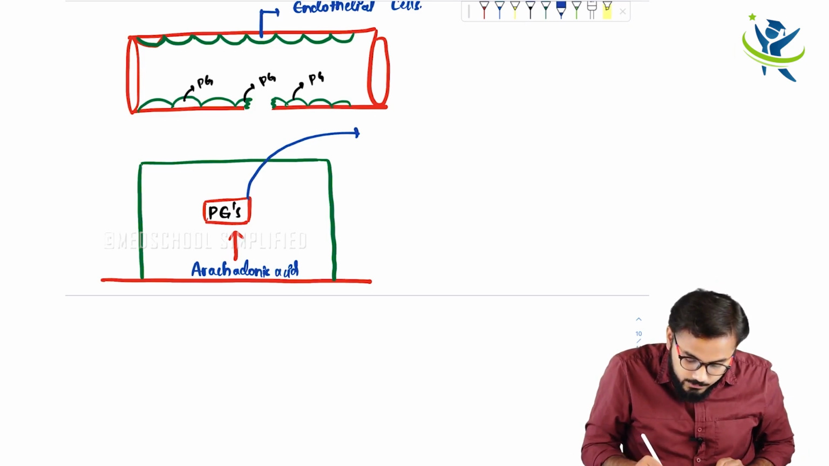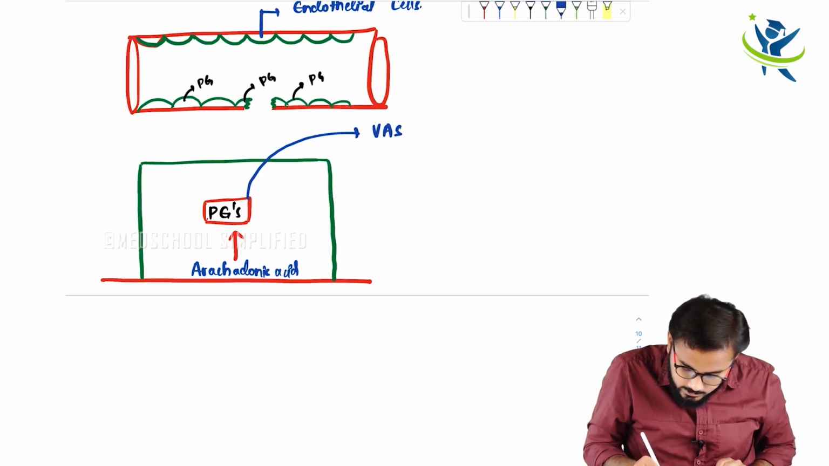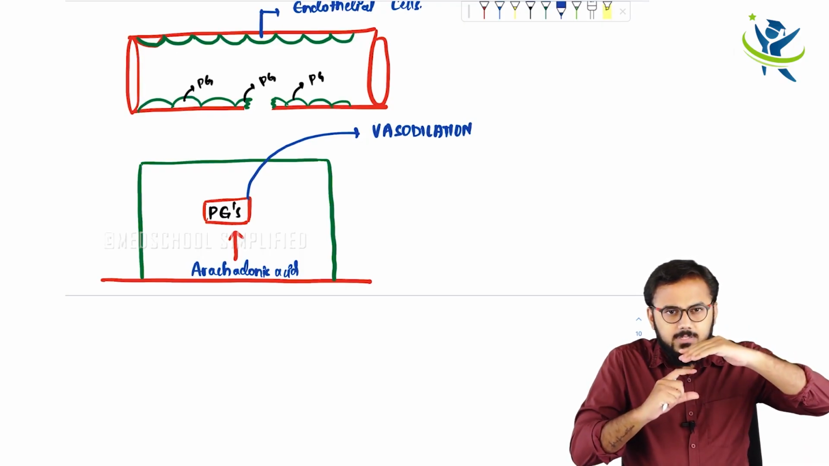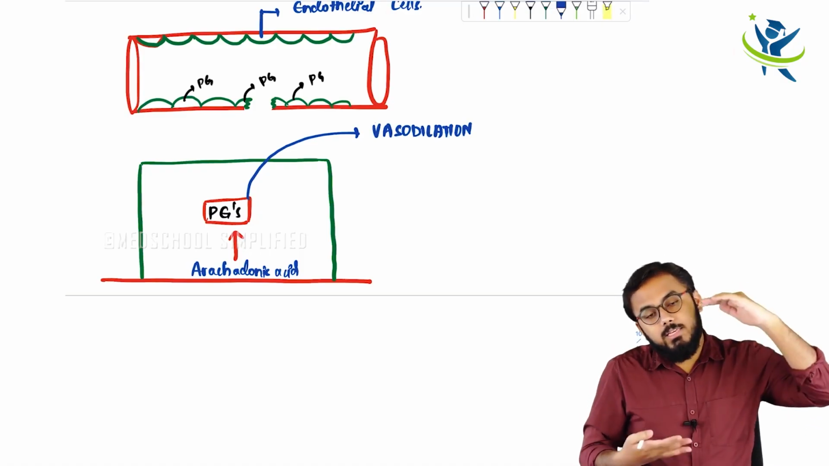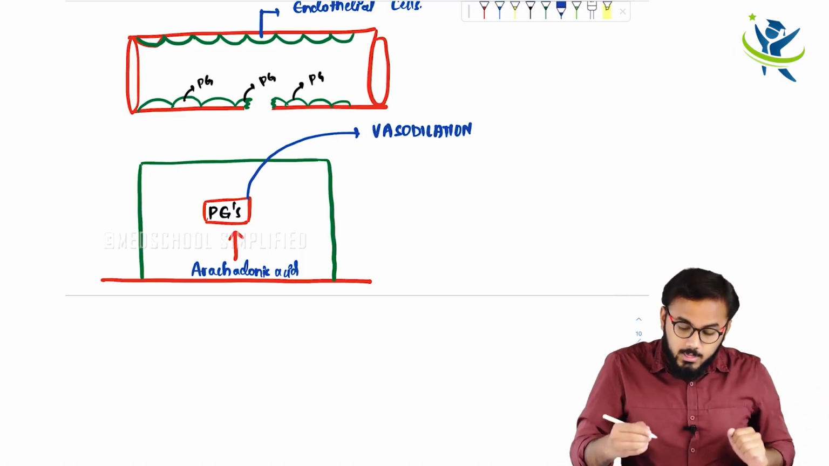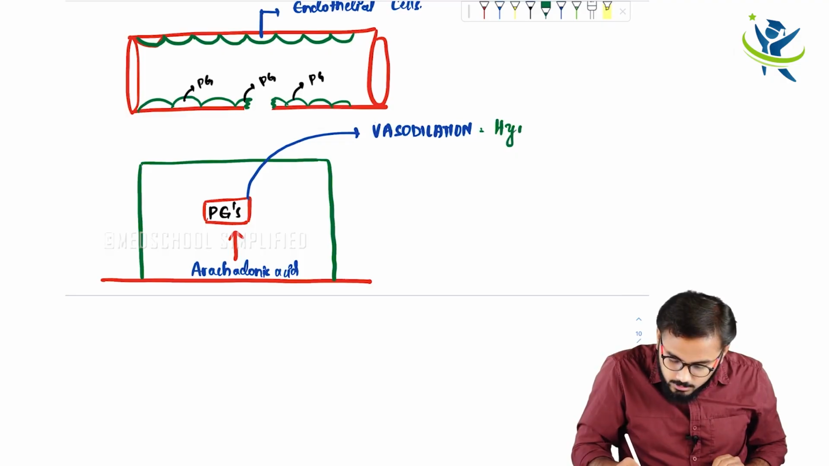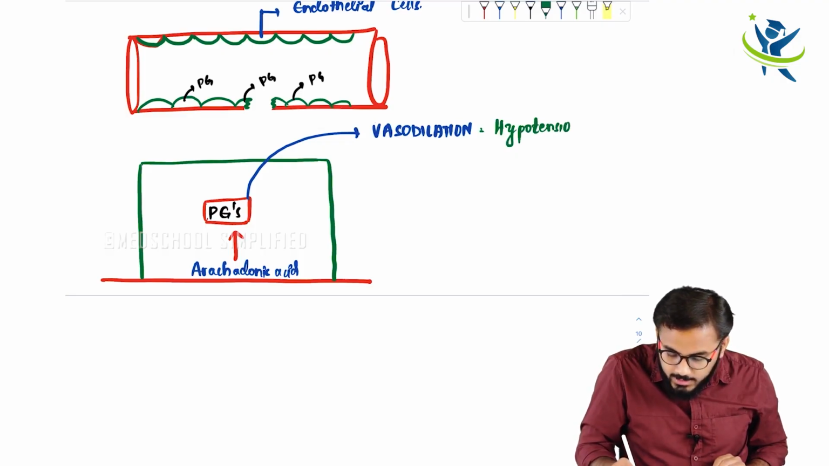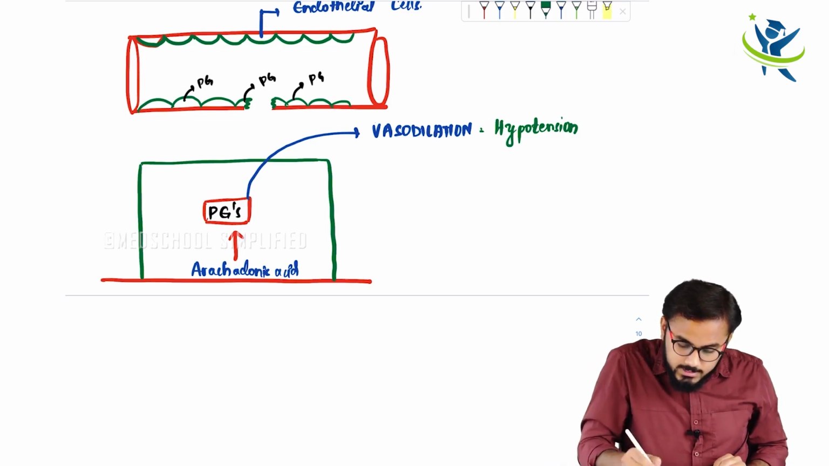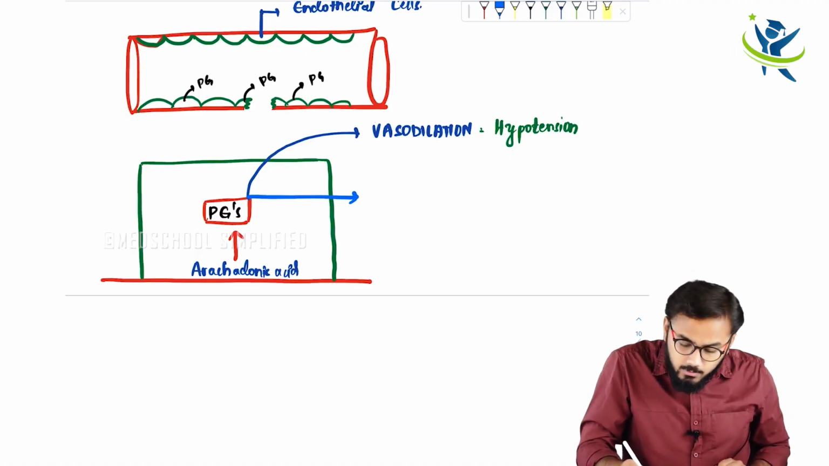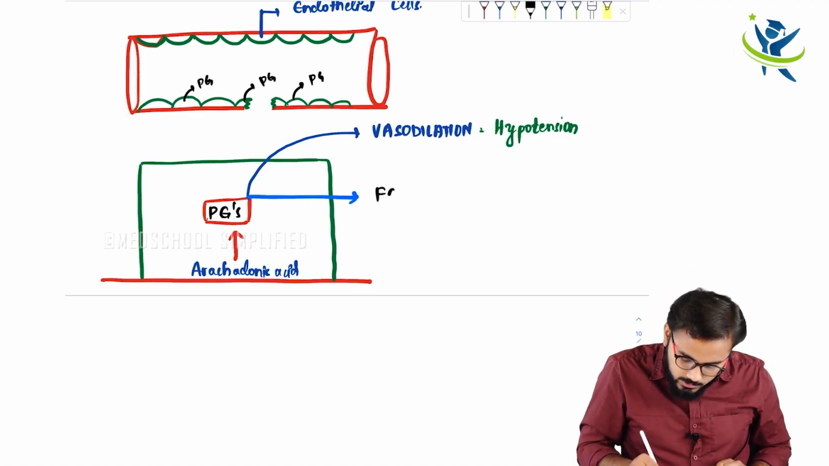The first function is vasodilation. When my vessel dilates, the pressure within the vessel will fall. Obviously the pressure will fall. When the pressure falls, when the tension is less, can I call it hypotension? So prostaglandins directly can cause hypotension. The second important thing is, obviously when you get hurt, you will have fever, right? Why? Because prostaglandins are also responsible for causing fever.